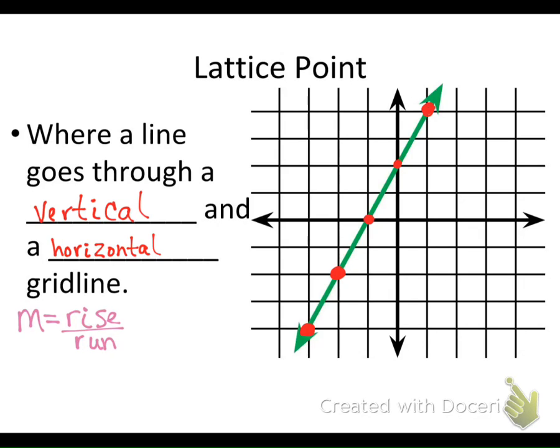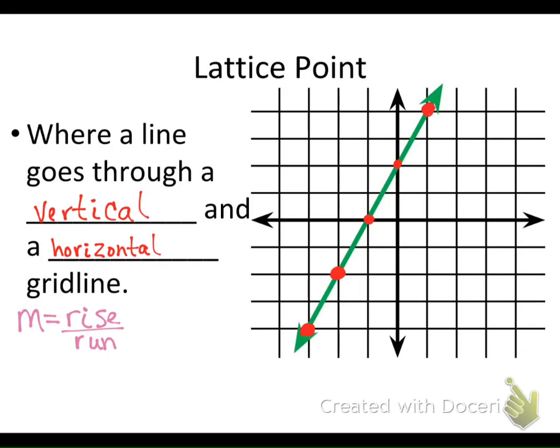I look at my graph like I'm reading. I go from left to right. I find my first lattice point. Going left to right, it's going to be right here. I'm going to find my rise. So that means I'm going to have to go straight up until I get to a lattice point. I'm going to use a lattice point up here. I don't have to, I could use this one, but I'm going to use one that's further away.